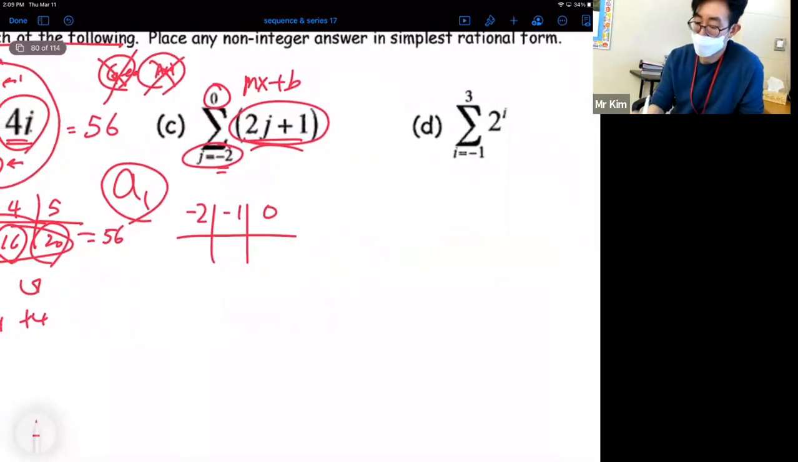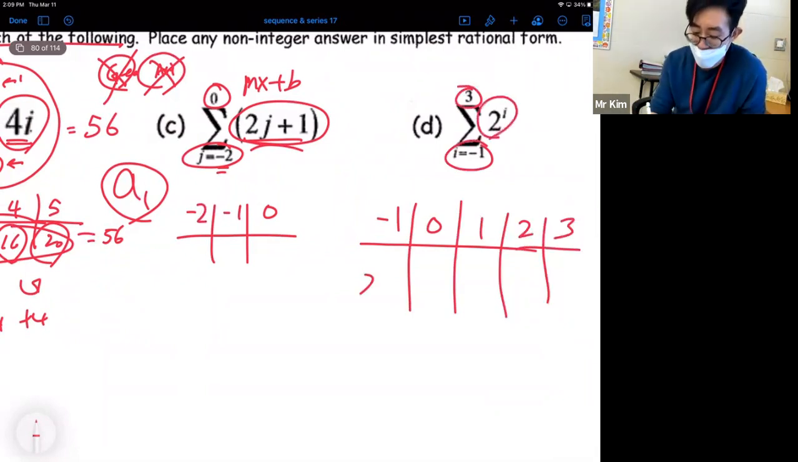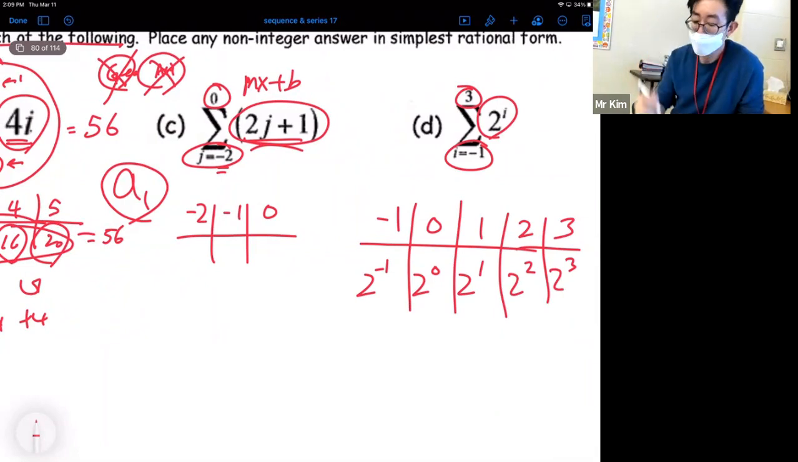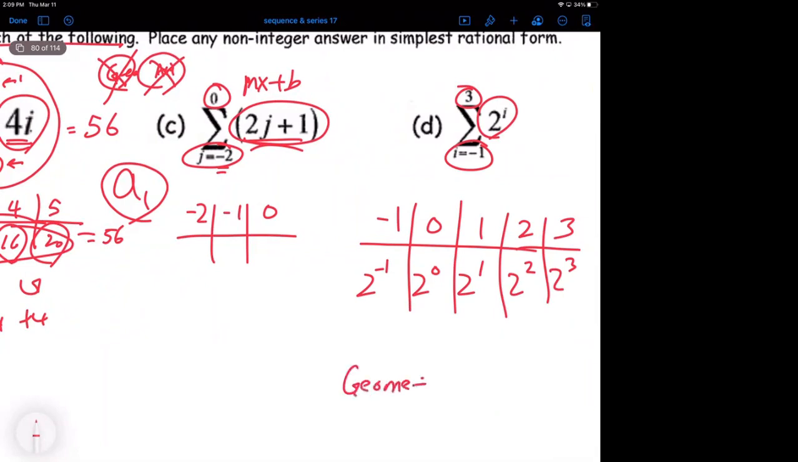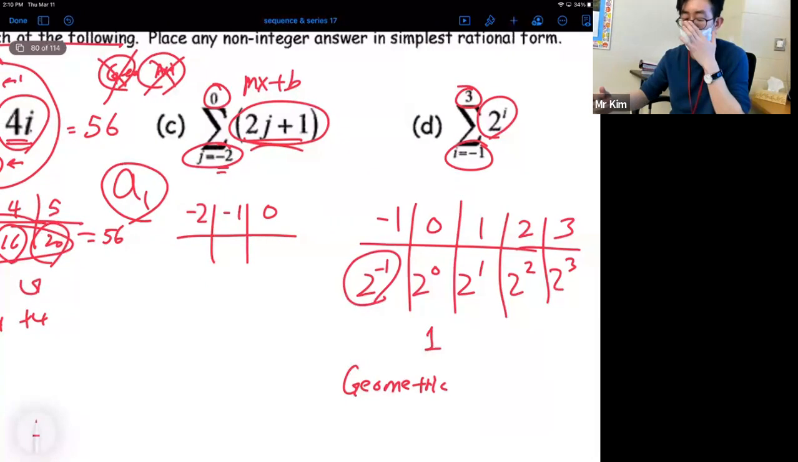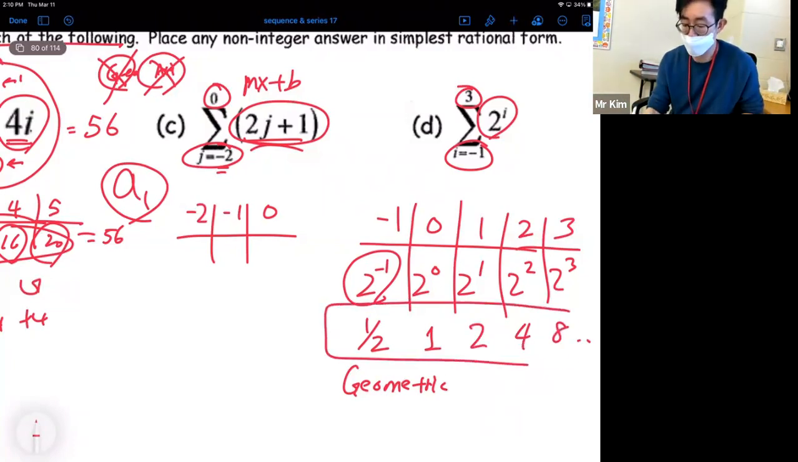Take a look at D. I have -1, 0, 1, 2, 3. That's from start to finish. 2 to the -1 power, 2 to the 0 power, 2 to the first, 2 to the second, 2 to the third. What do you think this type of sequence would be? Exponential. That's exponential, or we call this geometric, right? It's geometric. So this is going to be 1. If you type in 2 to the power of -1, I know that I haven't really taught you negative exponents before, but if you type it in your calculator, you get 1/2. Then you get 2 for this, 4, 8, and so on. But this is a geometric.